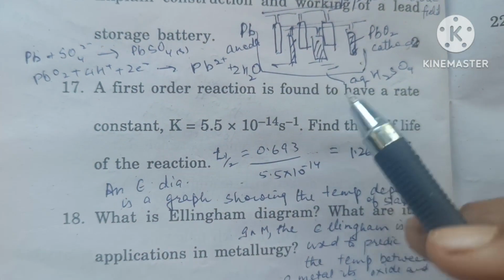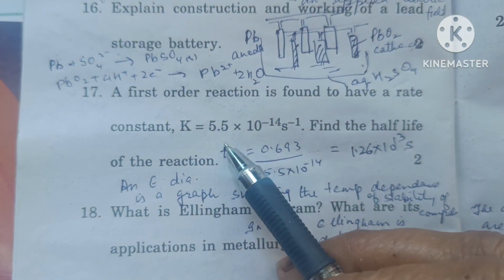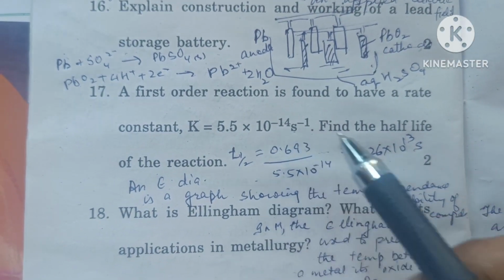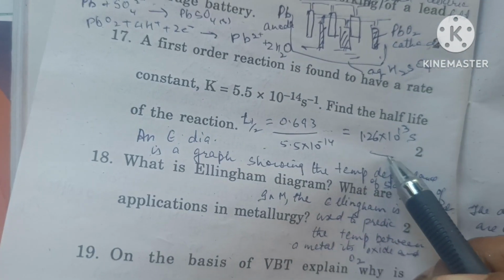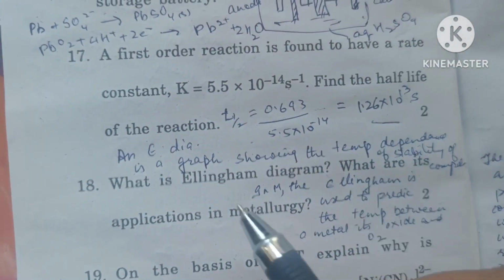A first order reaction is found to have rate constant 5.5 into 10 to the power minus 14 second inverse. हाफ लाइफ हो जाएगी 0.693 upon K. सॉल्व करके आया 1.26 into 10 to the power 13 seconds.